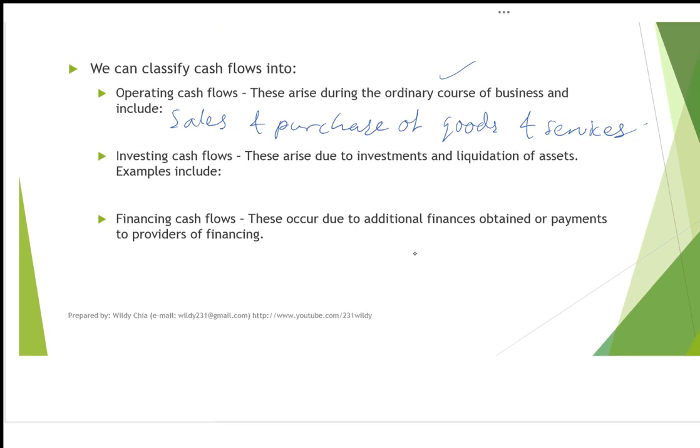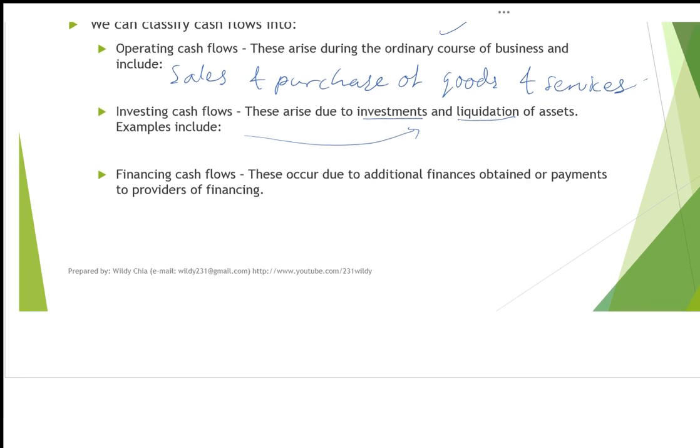Investing cash flows arise due to investments and liquidation of assets, right? The examples include, as mentioned here, acquisition of new assets or disposal of old assets. Financing cash flows may arise because of additional financing obtained or payments to providers of finance. This may also include dividend payments and also interest payments, right?